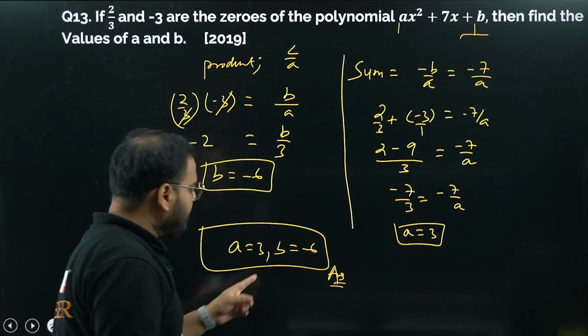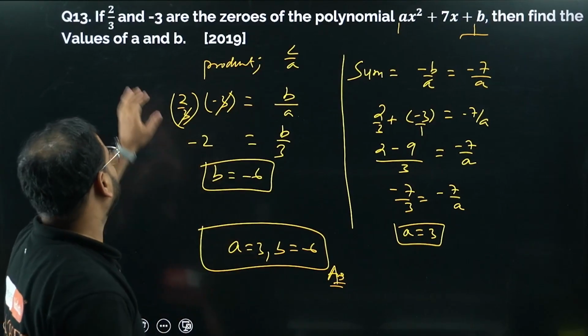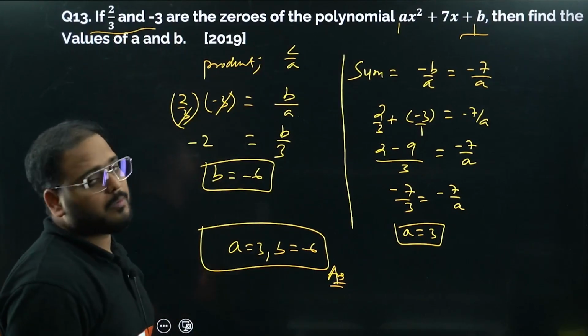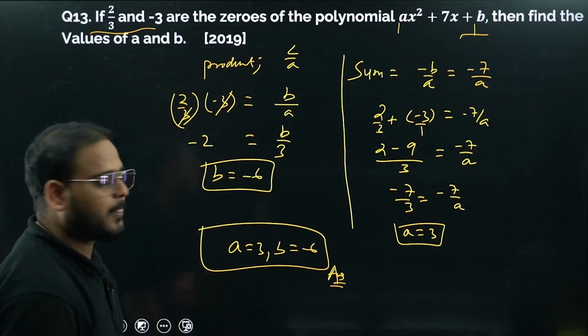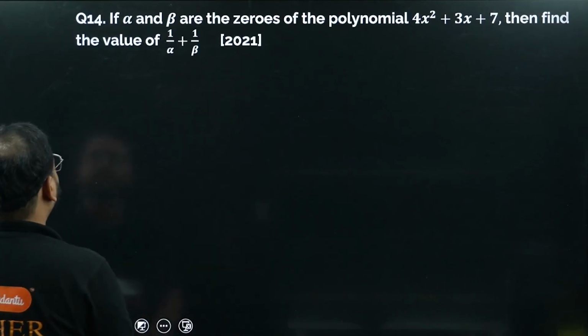Okay. When A and B are 3 and minus 6, then I will have the zeros to be what? 2 by 3 and minus 3. Okay. Got it. Moving on to question number 14.